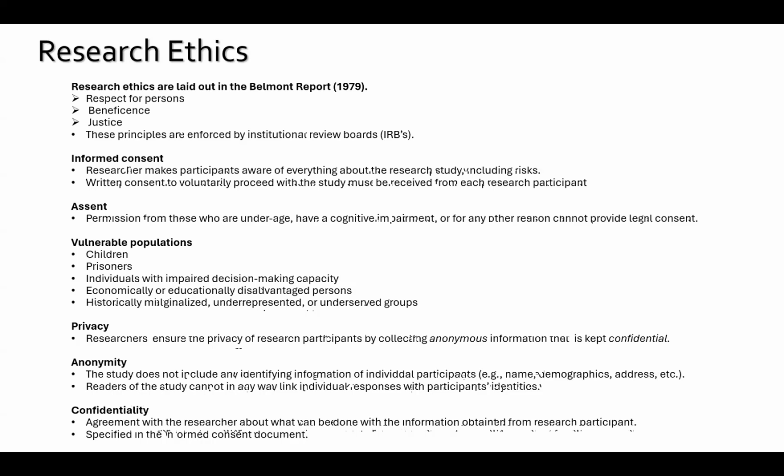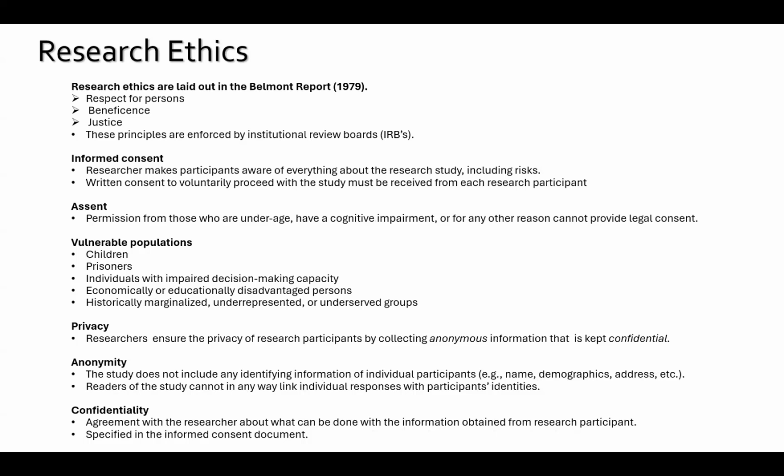Now, another important term is informed consent. The researcher must make the participants aware of everything about the research study, including the risks, even if the risks are minimal. Remember, every single study carries risks, even minimal risk, because even making a person uncomfortable in terms of what they are thinking about is a risk. It poses a risk to participants. So in your IRB application, you'll be making very clear what risks could potentially emanate from your study.